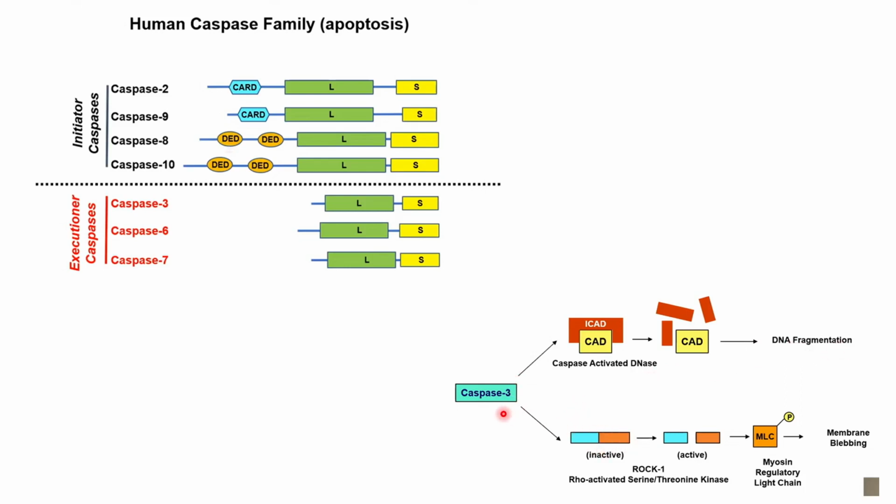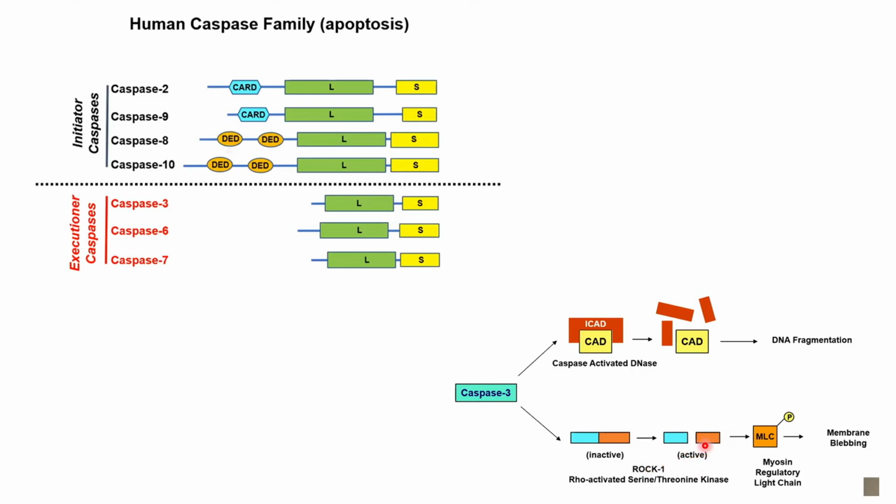Another mechanism is through the activation of ROCK1, that is a Rho-activated serine threonine kinase. So initially it is inactive, but by the caspase activity, it will become active. And how is it getting active? By caspase 3, as I told, that it leads to the cleavage after the aspartic acid residue. So it acts on the cysteine molecule after the aspartic acid residues, okay, on the ROCK1.